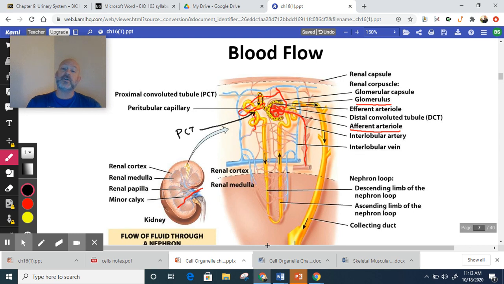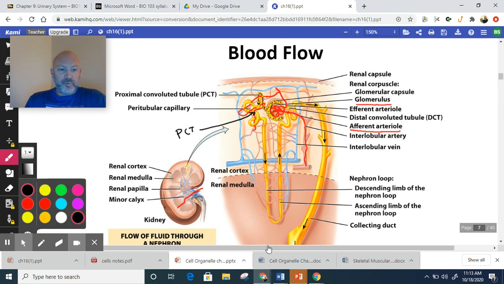For example, glucose was just taken out of the blood. We can't have the glucose taken out of the blood. We need it. Amino acids were taken out of the blood. We don't want to rid the blood of amino acids. So it's in this area right here, the proximal convoluted tubules, that the blood will take the good things back.